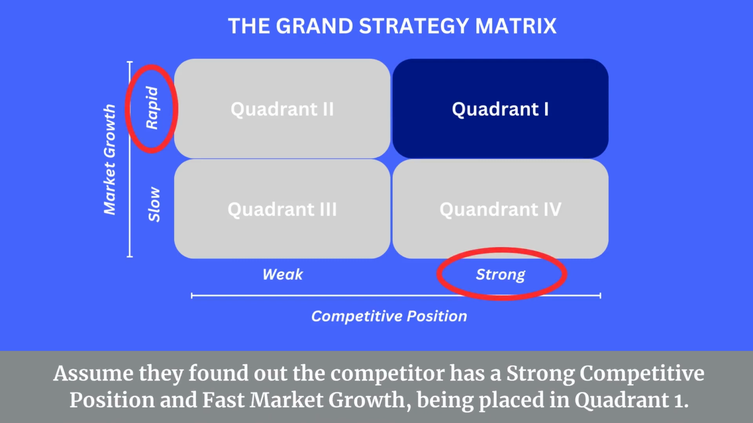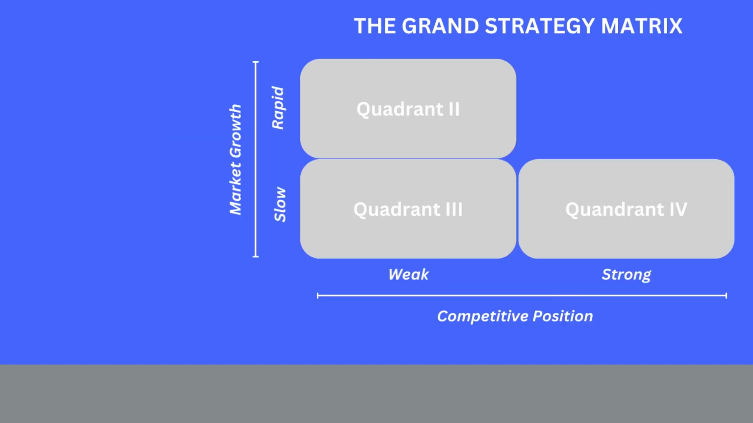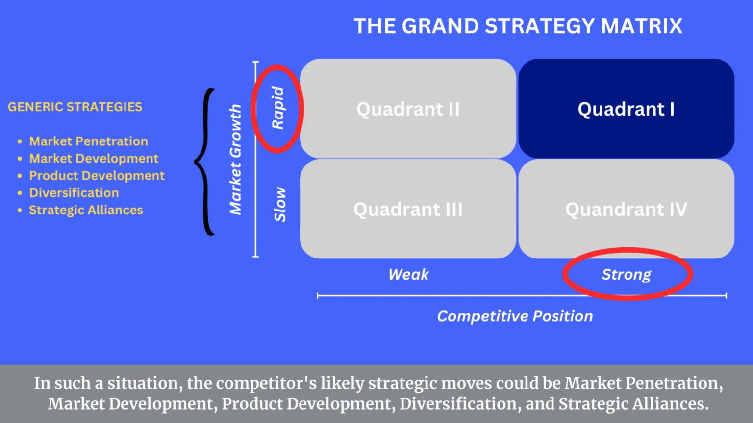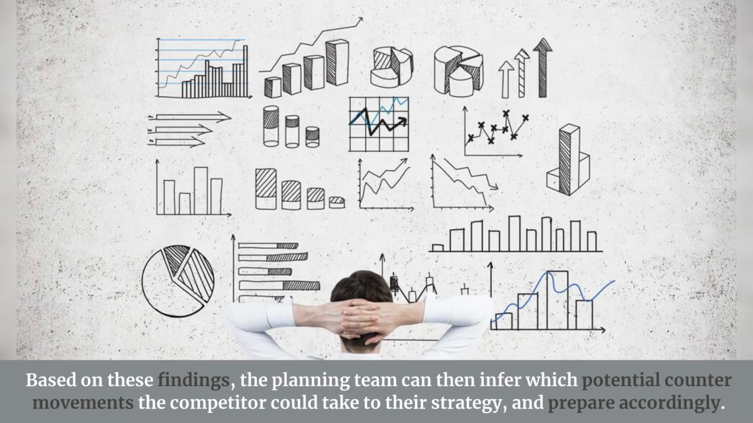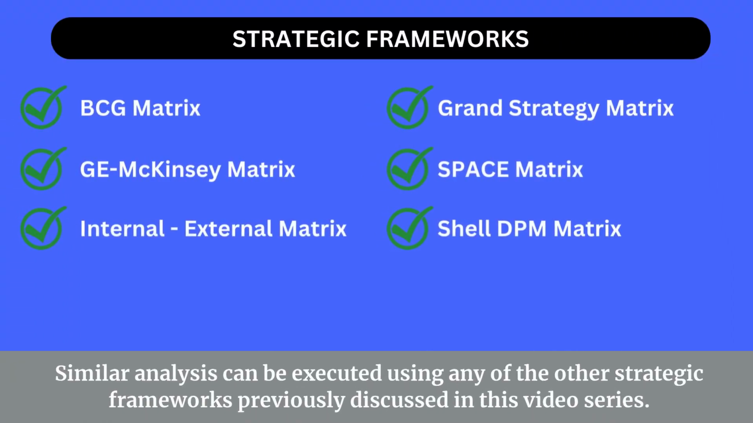Assume they found out the competitor has a strong competitive position and fast market growth, being placed in Quadrant 1. In such a situation, the competitor's likely strategic moves could be market penetration, market development, product development, diversification, and strategic alliances. Based on these findings, the planning team can then infer which potential counter-movements the competitor could take to their strategy, and prepare accordingly. Similar analysis can be executed using any of the other strategic frameworks previously discussed in this video series.